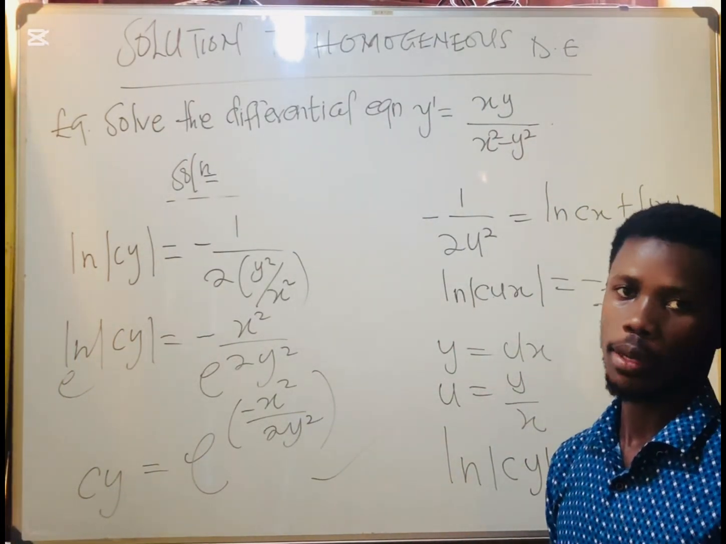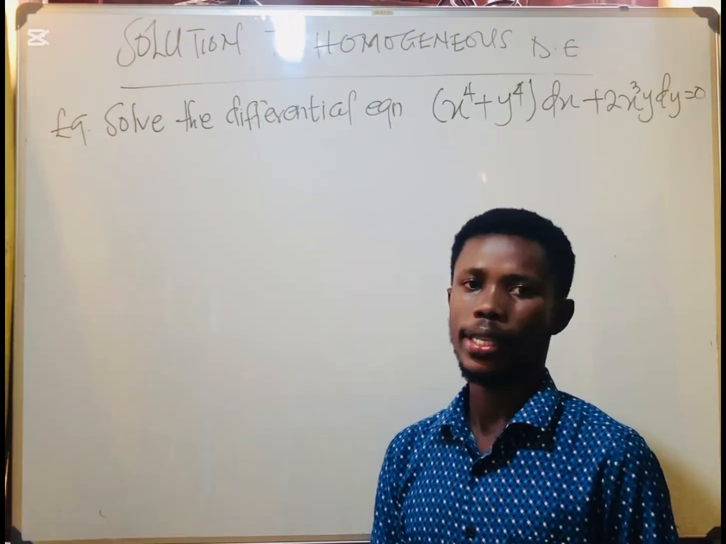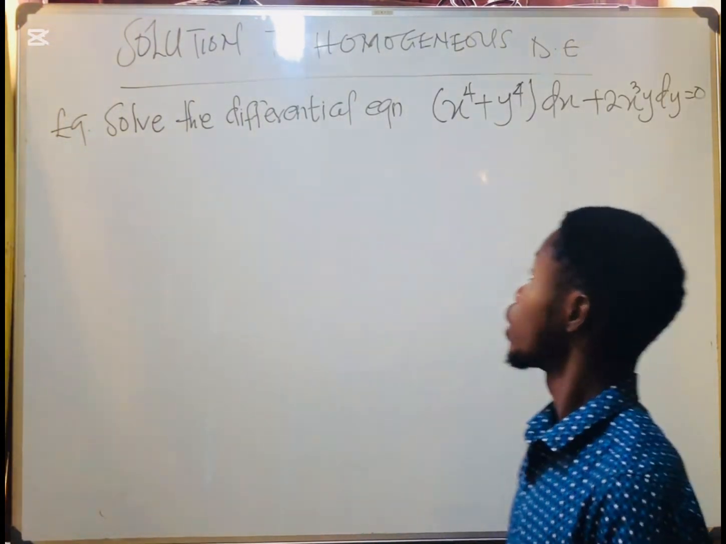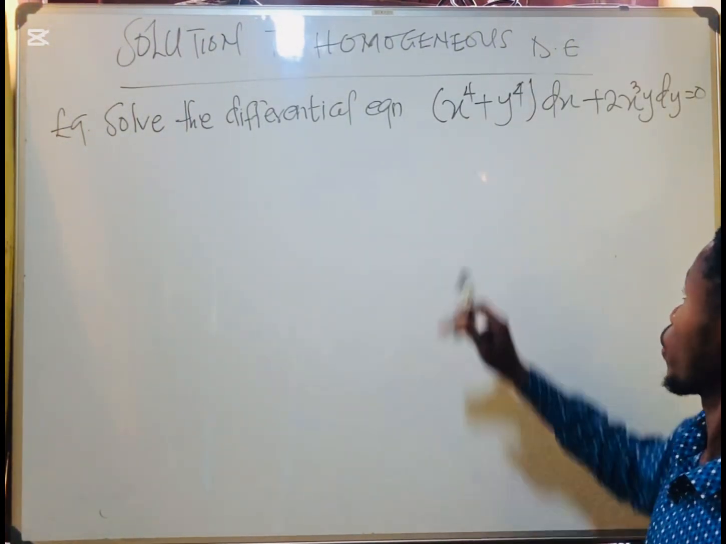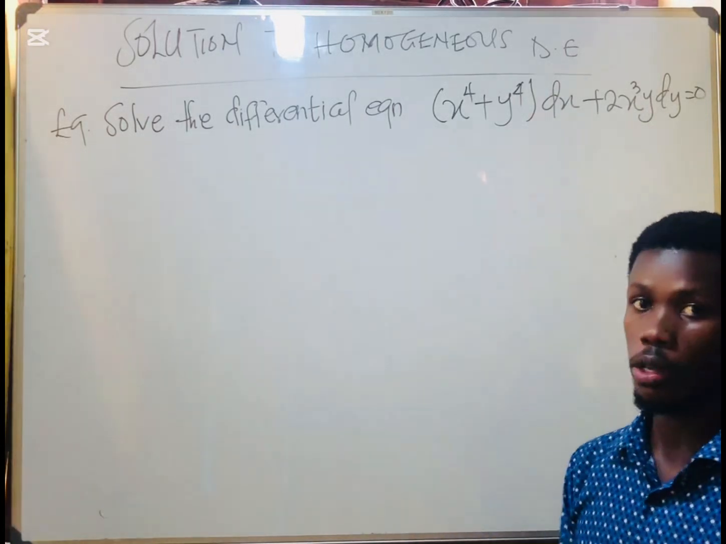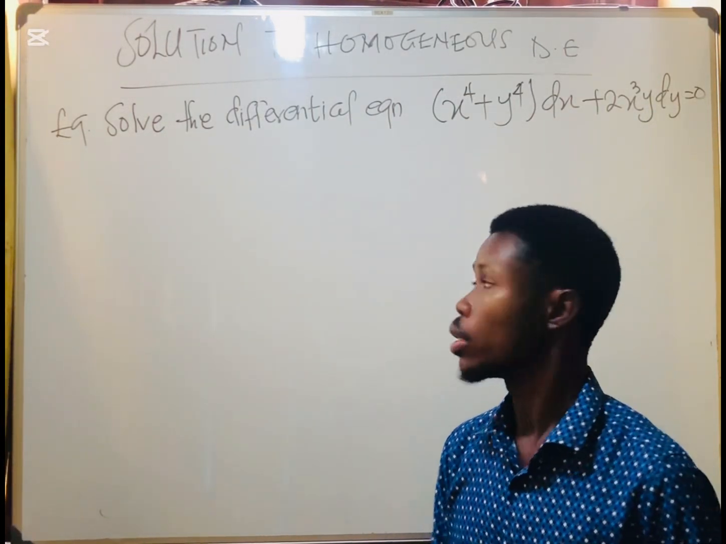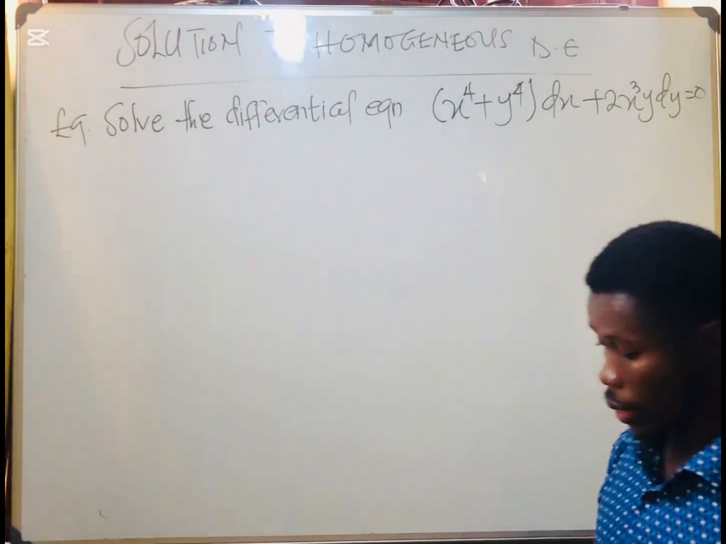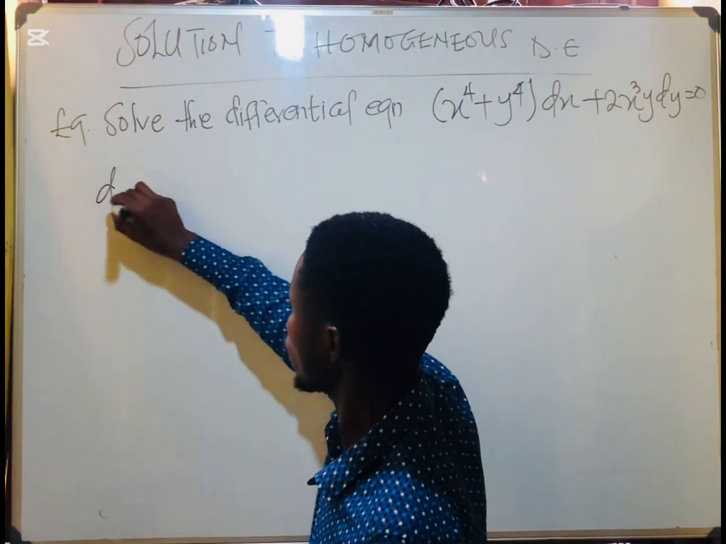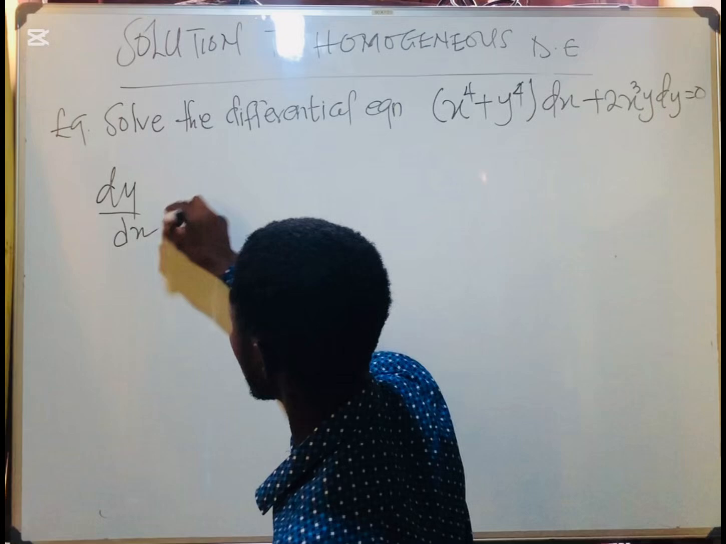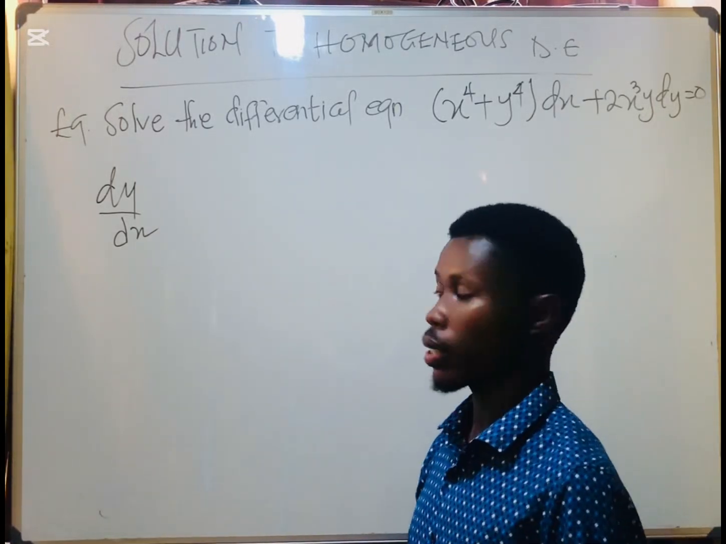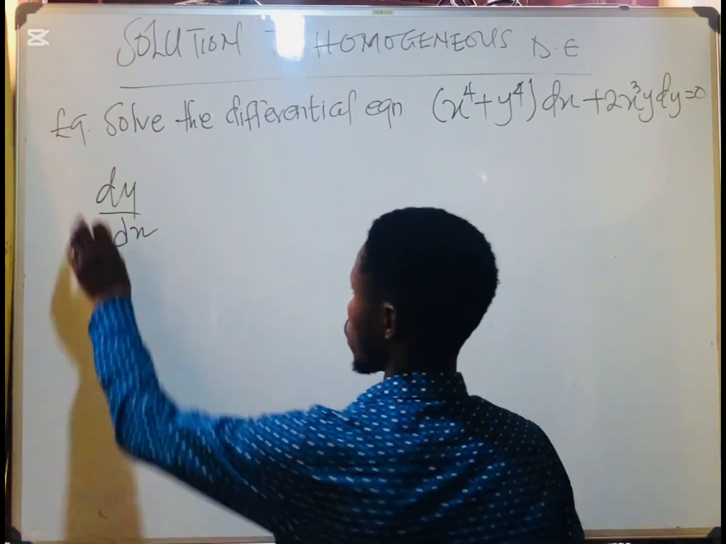Now let's look at example 2. Example number 2. Solve the differential equation, this one. You want to find the general solution. Since there are no initial conditions given, it's always a general solution. Looking at this, the idea is that you have to be able to write this in terms of dy/dx. Is that okay? You have to write it that way first. So let's see.